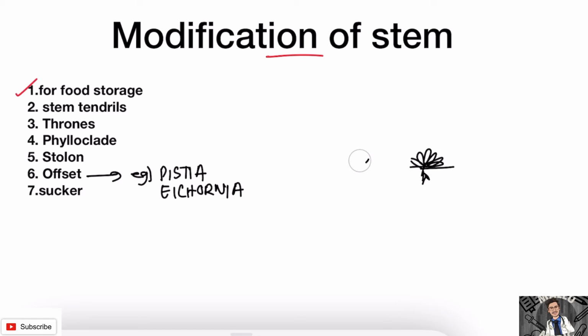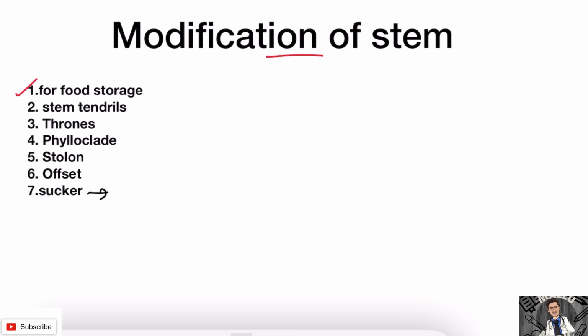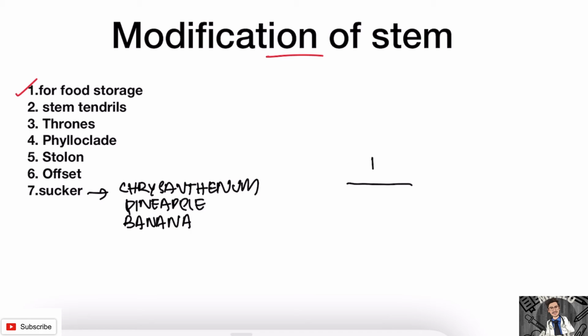So having learned that, let us move on to learn what's a sucker. The examples for sucker that you have to learn are chrysanthemum, pineapple and banana. Alright, so let me teach you. For example, I'll draw a banana plant over here. Let us consider this to be a banana plant.